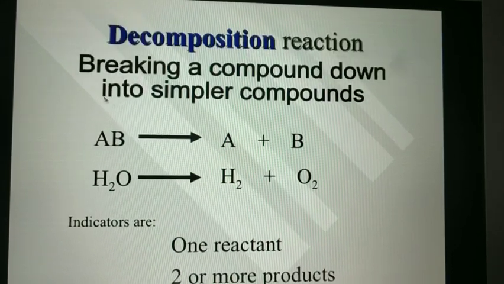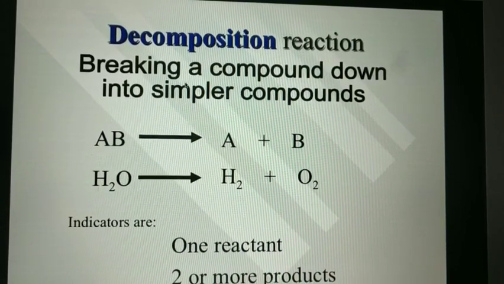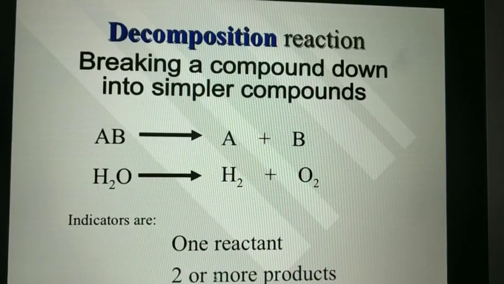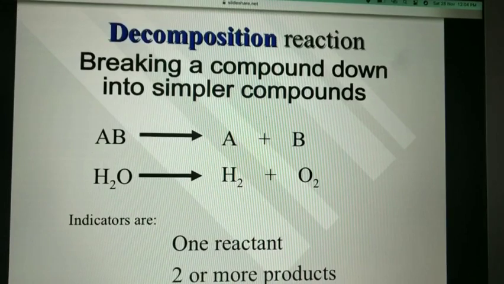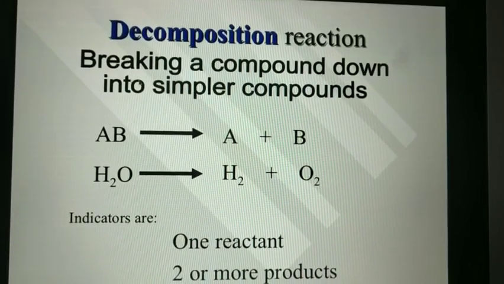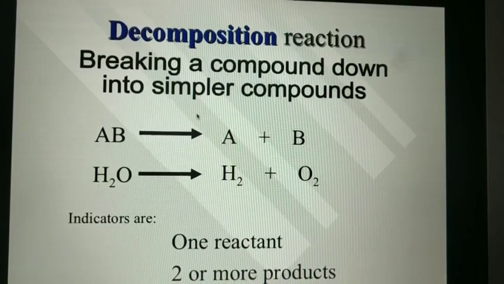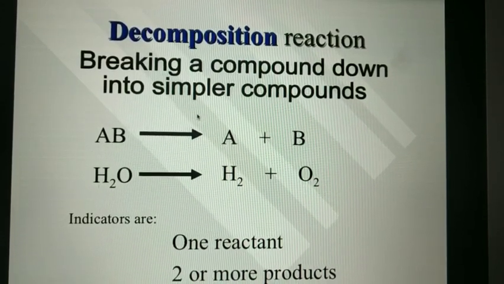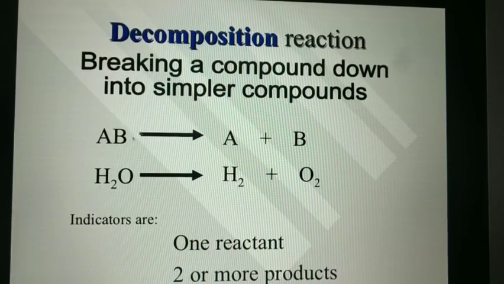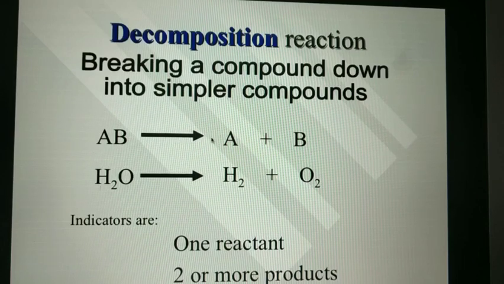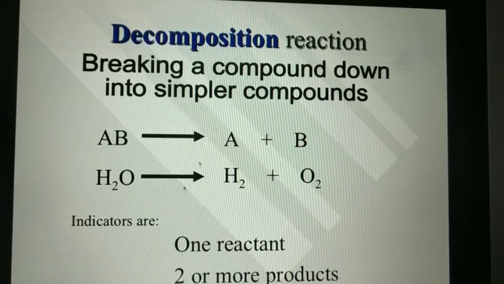Next is decomposition reaction. Decomposition means breaking a compound down into simpler compounds. This is just the opposite of combination reaction. So we can say that the reaction in which a substance breaks up into two or more simpler substances is known as decomposition reaction. Like AB, a compound, breaks down and gives A plus B. This is an example of decomposition reaction.